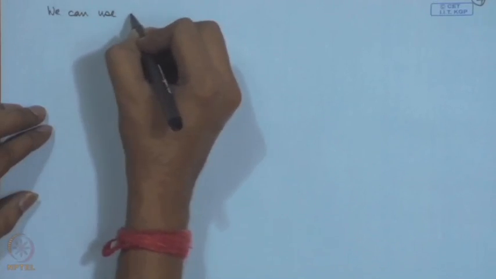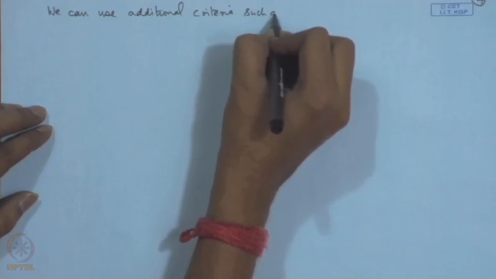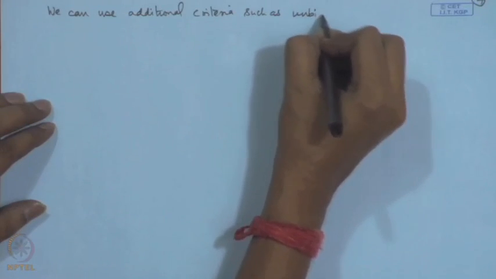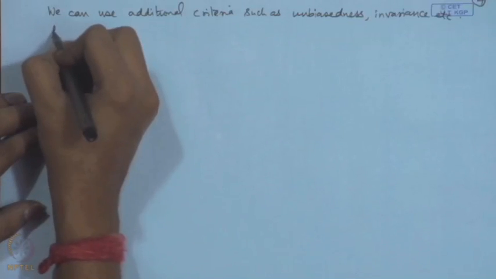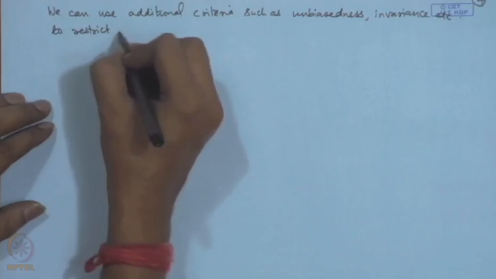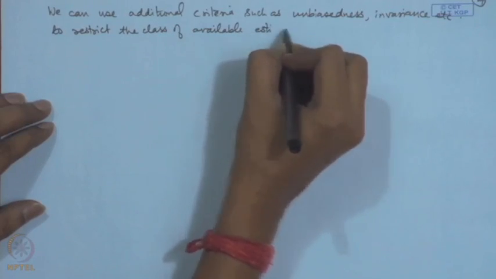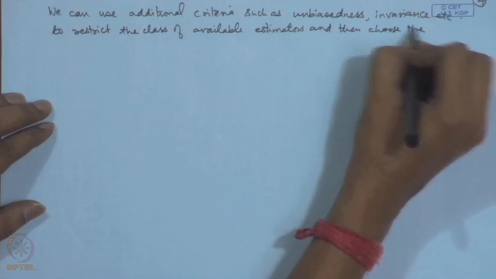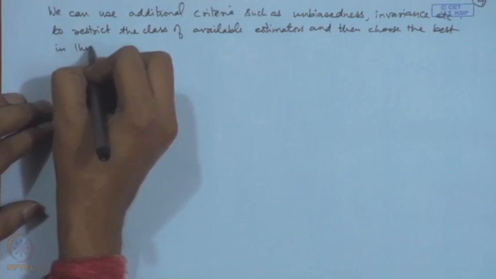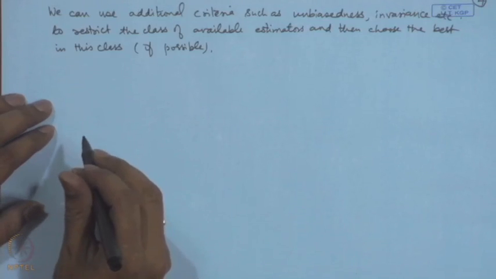So, invariance is one such thing. We can use additional criteria such as unbiasedness, invariance etcetera to restrict the class of available estimators and then choose the best in this class, if possible. So, now let me introduce the concept of invariance.